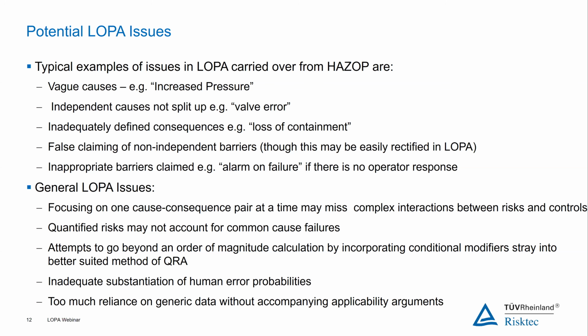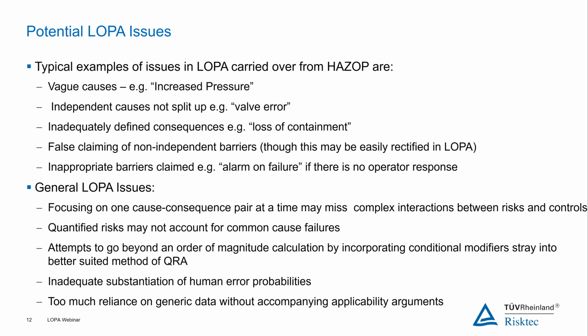And finally, just some general LOPA issues at the bottom here. LOPA is one of many different assessments, both within the bracket of SIL assessment and within the wider bracket of risk assessment as well. There are many benefits, but there are also some pitfalls and some things that it's not going to be able to cover. The first one is that within the LOPA assessment, we're focusing on one cause consequence pair at a time. So this may inherently cause us to miss some complex interactions between different consequences or between risks and controls. So it's something to be aware of.